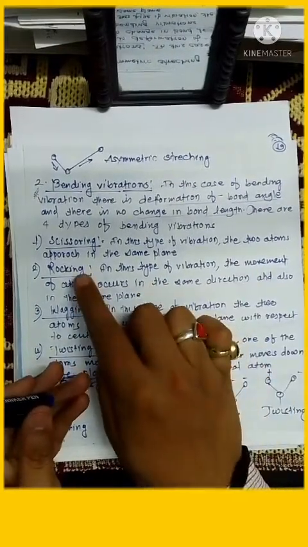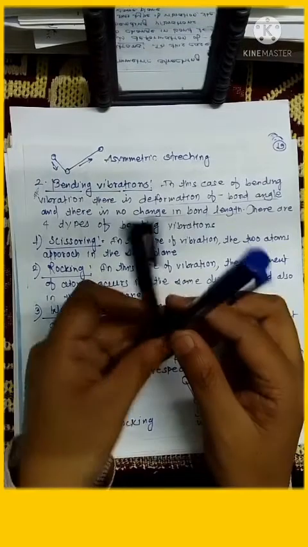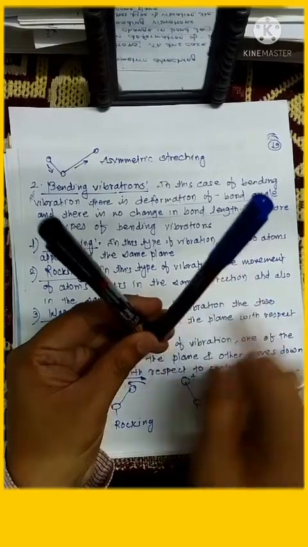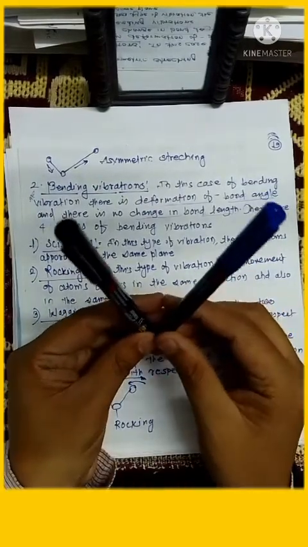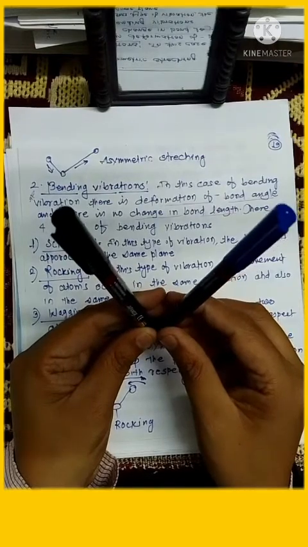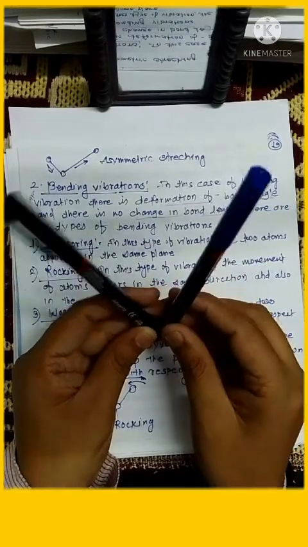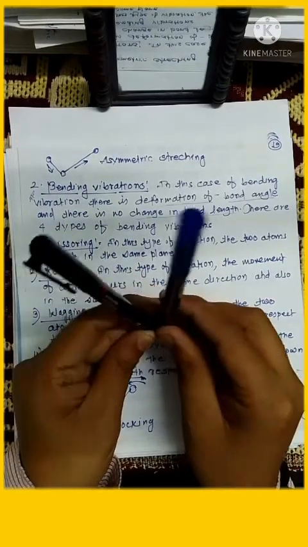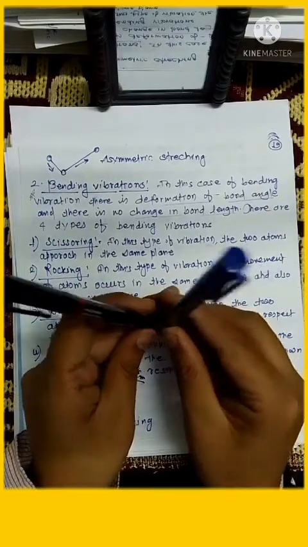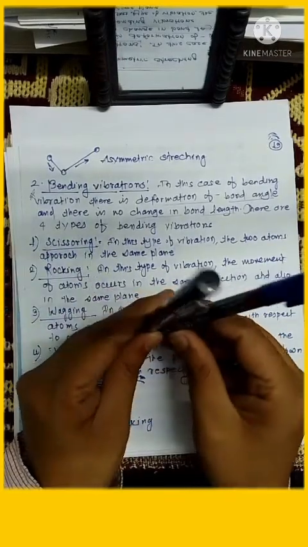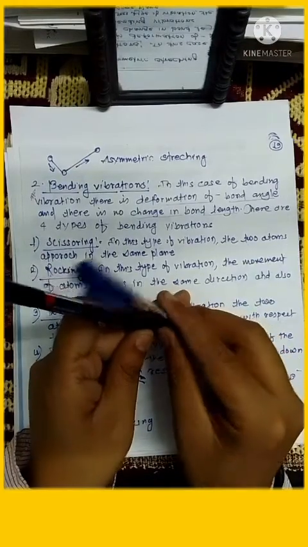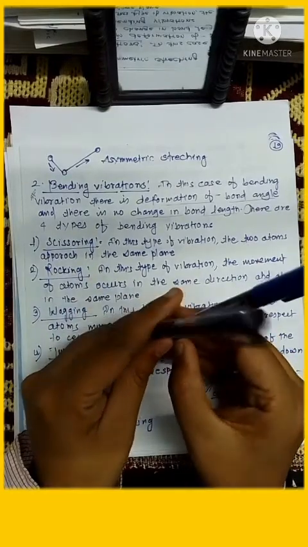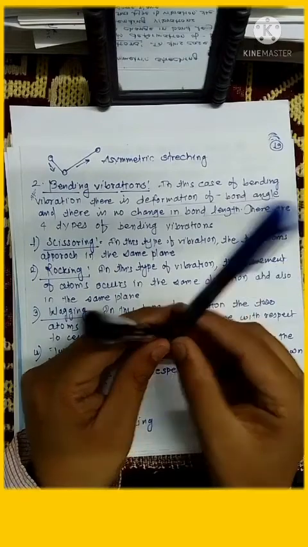Second type is rocking bending. Now just see what happens when I go for rocking motion with this molecule. In this motion, both oxygen atoms go either towards the left hand side or right hand side. They move simultaneously in one direction. So this type of motion is rocking.